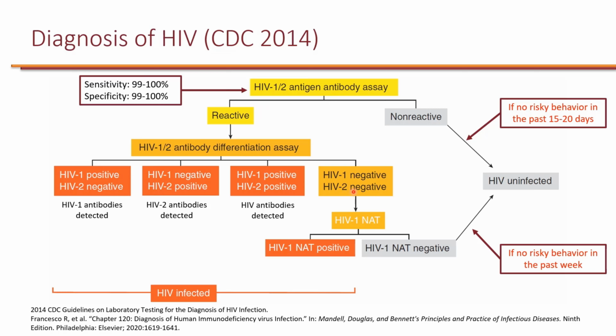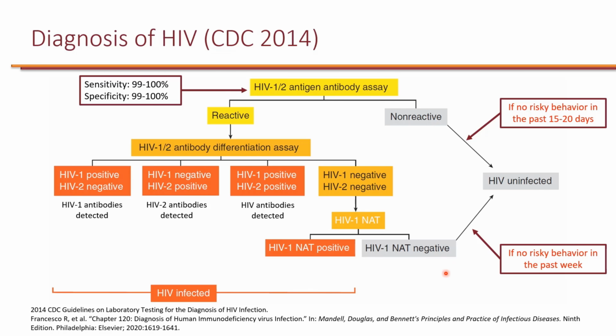To resolve this issue, we need to do a nucleic acid test. A nucleic acid test is a lot more accurate because instead of antigen or antibody, it detects the HIV RNA. So if this tests positive, then we can conclude that the patient has HIV. Currently in the US, HIV-2 is not common, so the nucleic acid tests that are FDA approved are only for HIV-1. If this patient does not test positive, we can conclude that the patient does not have HIV-1, assuming that the patient did not have risky behavior in the past week.